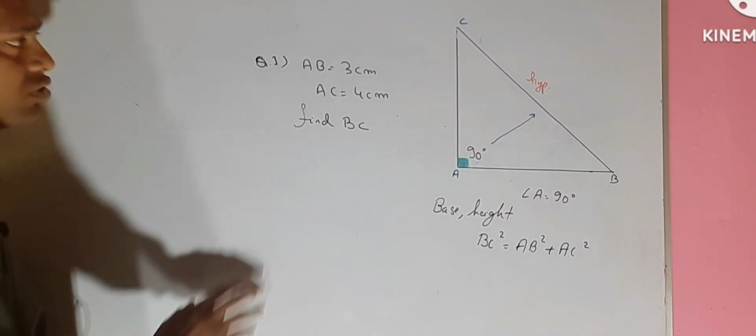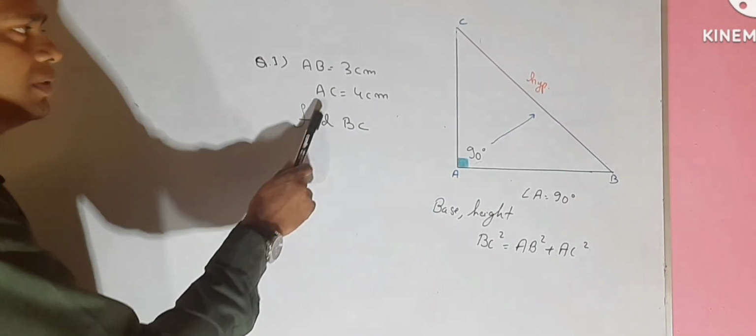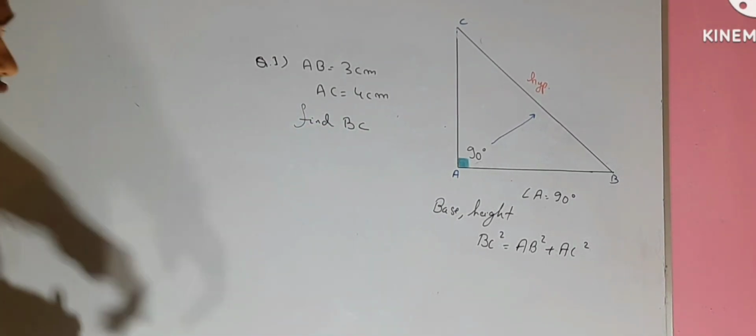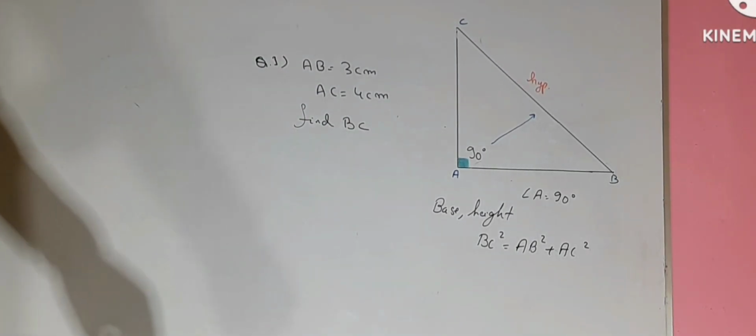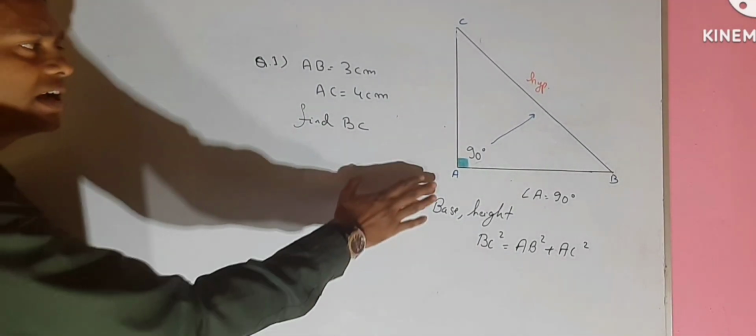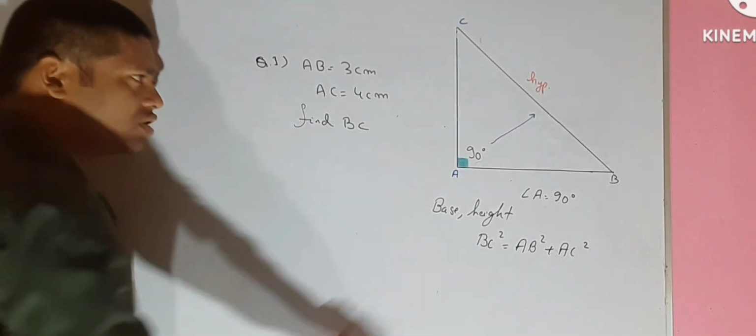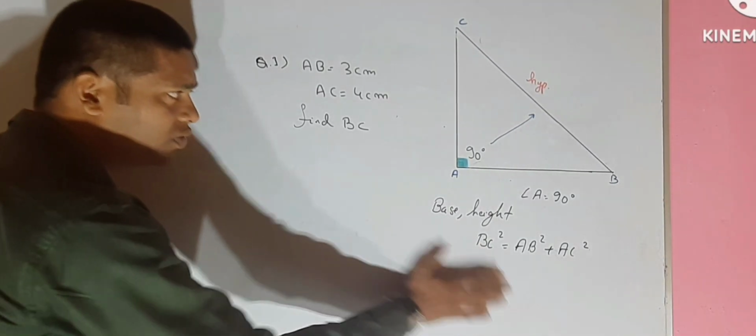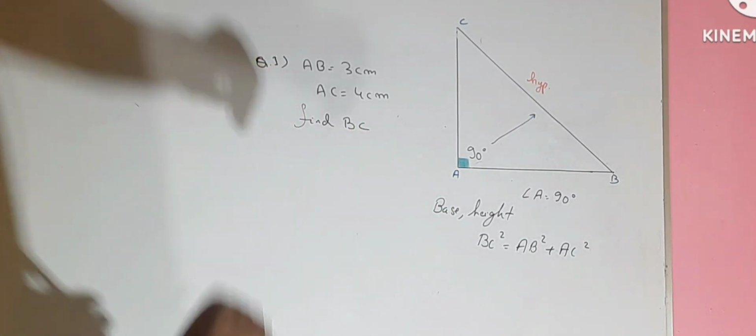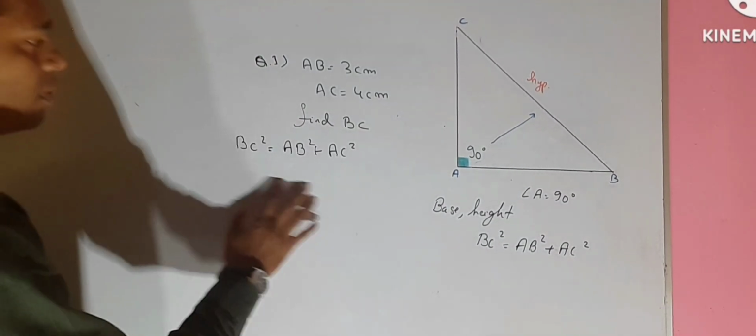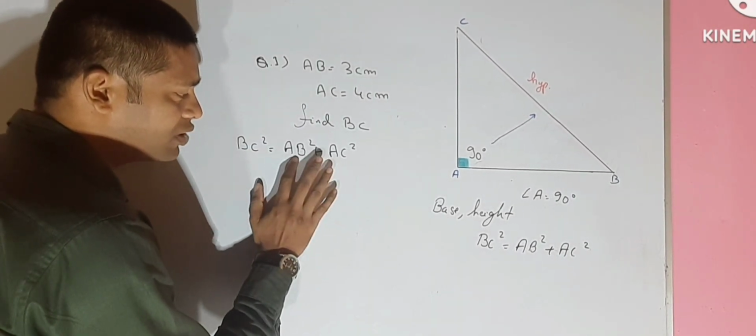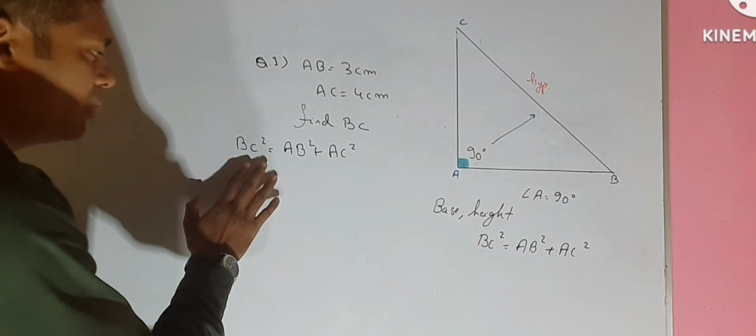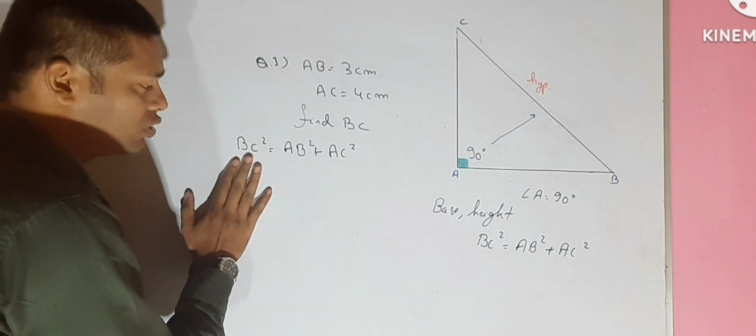So this is your first question. For example, they gave you AB is equal to 3 centimeter, AC is equal to 4 centimeter, and you have to find out BC. When you have two sides and it's a right angle triangle, obviously we are going to use the Pythagoras theorem to calculate BC. You can write BC square is equal to AC square plus AB square, or AB square plus AC square. It doesn't matter, but on the left hand side, it should be only the hypotenuse.